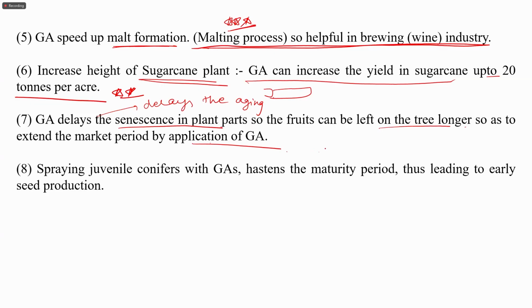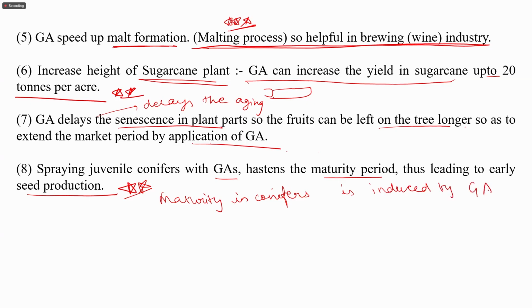by application of the GA. And the next is that in juvenile conifers, GA hastens the maturity period, thus leading to early seed production. So maturity in conifers is induced by GA. Therefore, rapid seed production. Right? So these are the three growth promoting hormones.